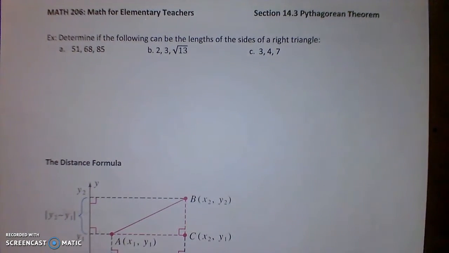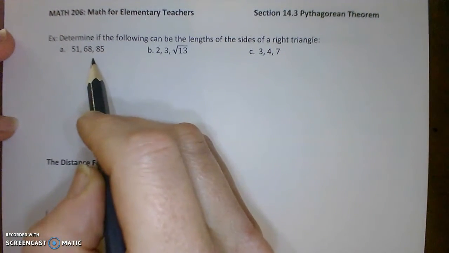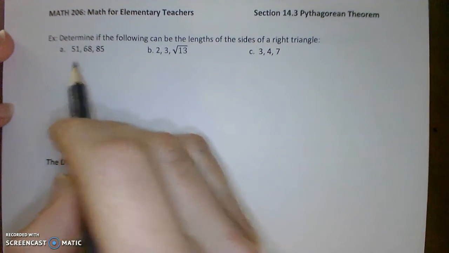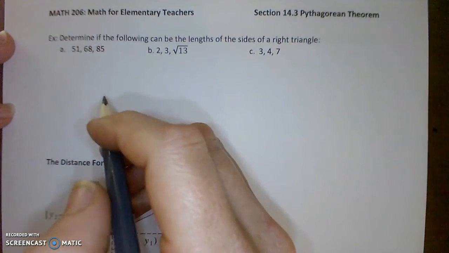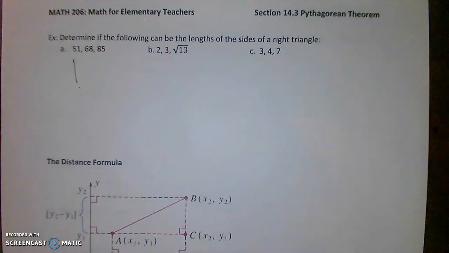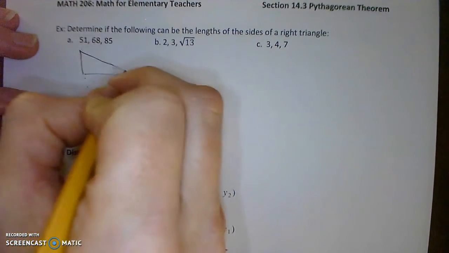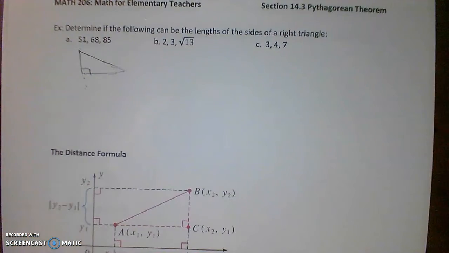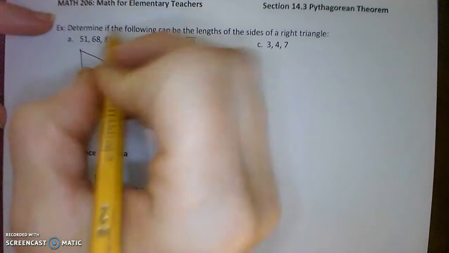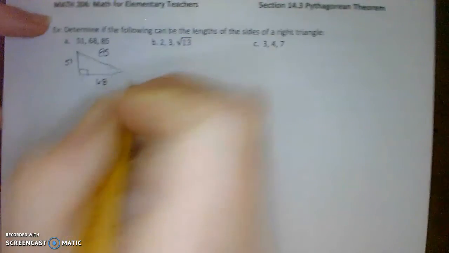All right, now that we're familiar with the Pythagorean theorem and its converse, let's do a few examples that use all these ideas. Here's a triple of numbers. Let's decide if these numbers could be the lengths of the sides of a right triangle. So first thing we should do is to see which of these side lengths is the longest, and that would be the one that might be the hypotenuse. So here I'd have 85 as the hypotenuse and 51 and 68 as the two legs.